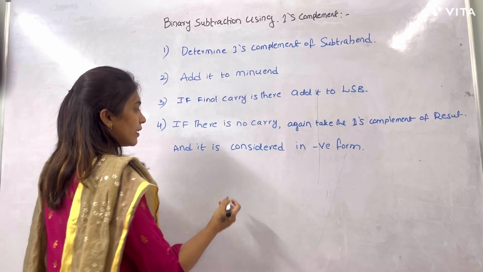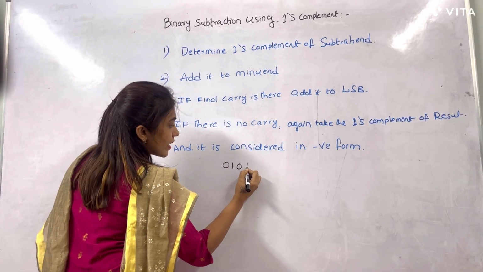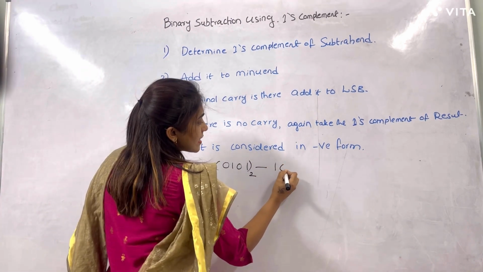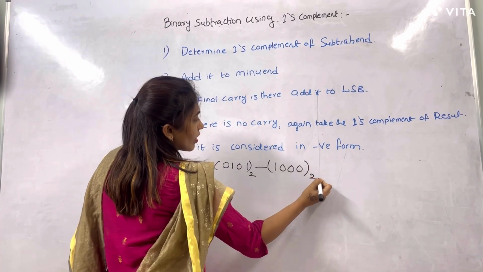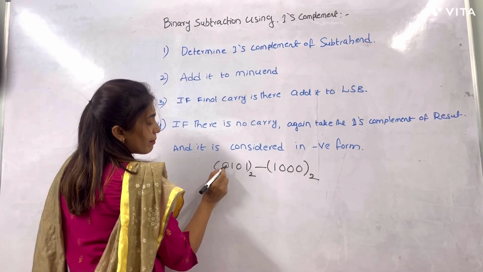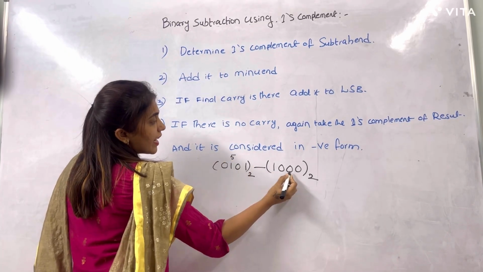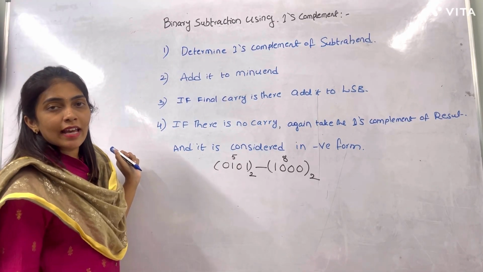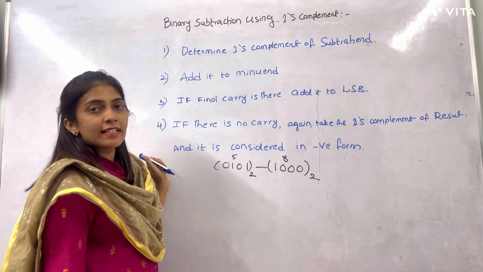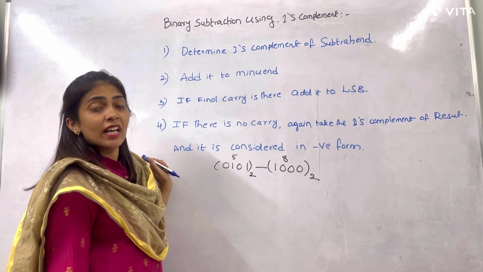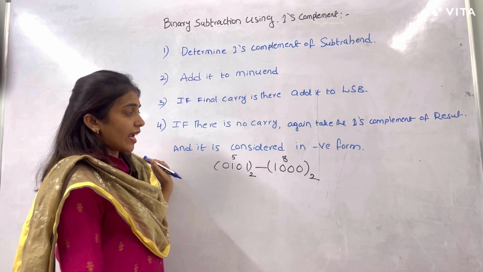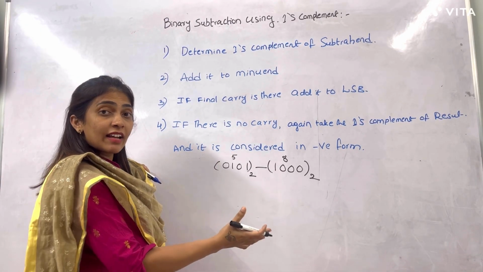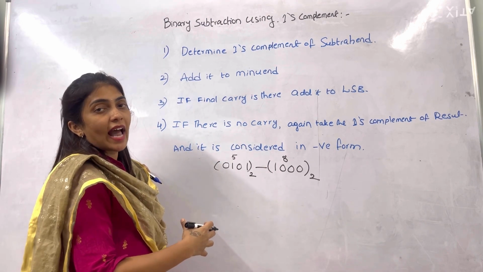We'll take one more example: 0101 base 2 minus 1000 base 2. The decimal value of 0101 is 5, and the decimal value of 1000 is 8. So 5 minus 8 means we get the answer in negative, that is minus 3. This is our decimal subtraction. Now we have to do binary subtraction using the ones complement method, and again we should get the same answer, minus 3.